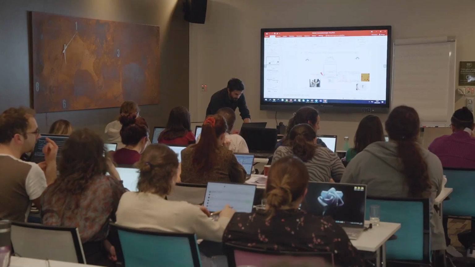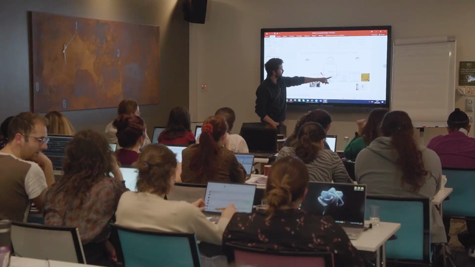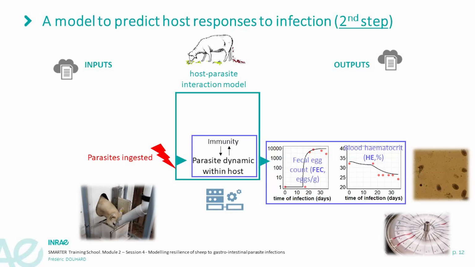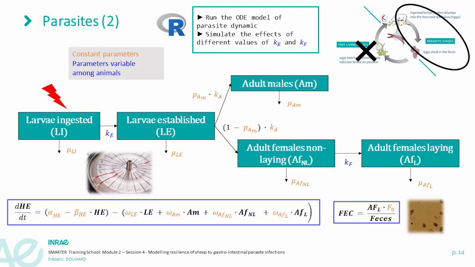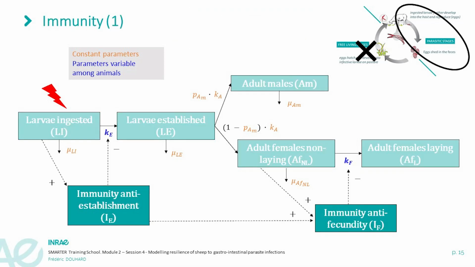So here we have modeled the parasite dynamic, but we have not introduced the immunity yet. So this is the thing that we will do now, the immunity. We have seen that there are two parameters that can be subject to host resistance. And we will assume that these parameters can be controlled by some immune variable. We don't know what it is exactly, but we call it immunity against establishment. And we call this one immunity against fecundity.